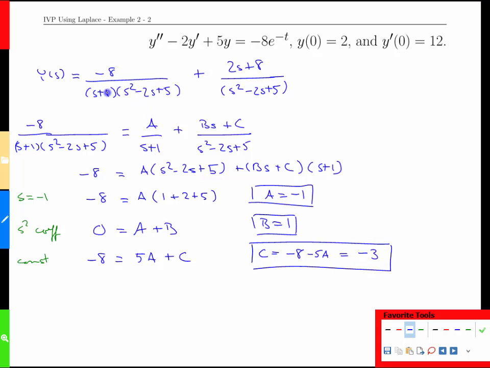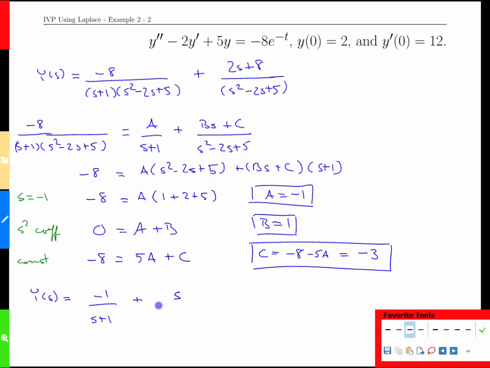And that gives the decomposition of our first term here. The second term is actually fine. Let's see how this, first of all, looks when we put all the pieces together. We'll have negative 1 over s plus 1. That's our negative 1 here going into the form of the partial fraction decomposition.